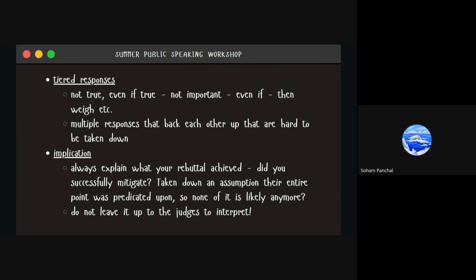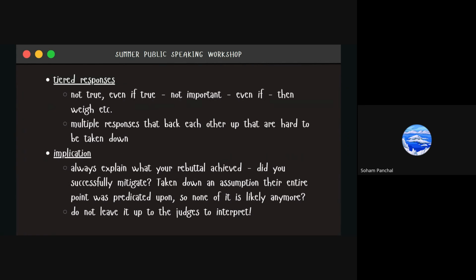If you structure a rebuttal in this manner, then, as it has multiple responses, it becomes harder for the opposition to take it down, as they have to go through every response. They have to respond to all the three or four responses you have come up with, so it becomes more time consuming and harder for them. So it becomes a strong rebuttal in that case.